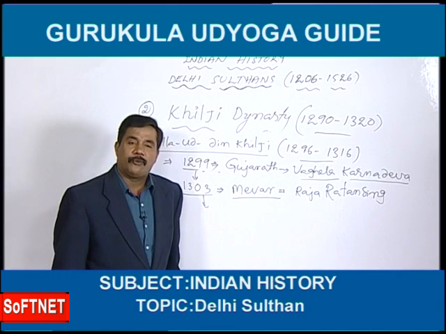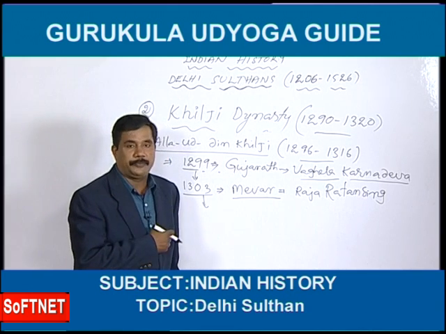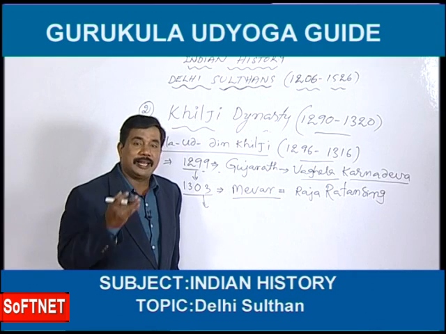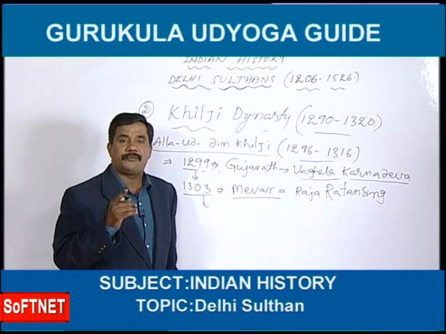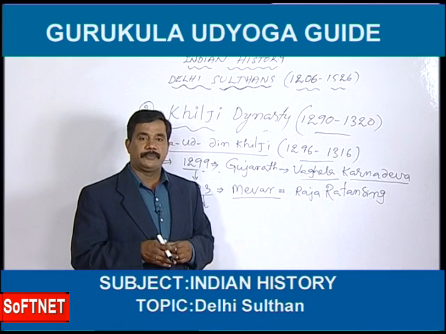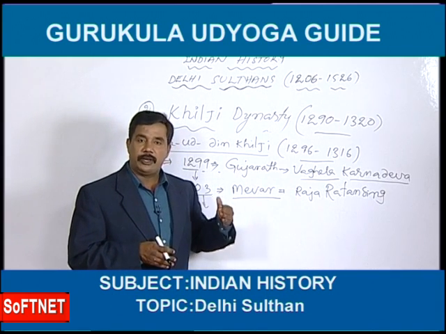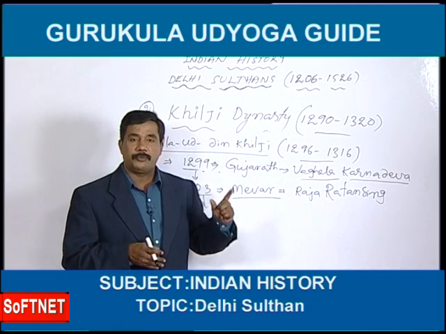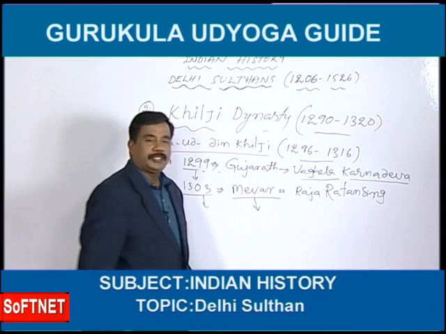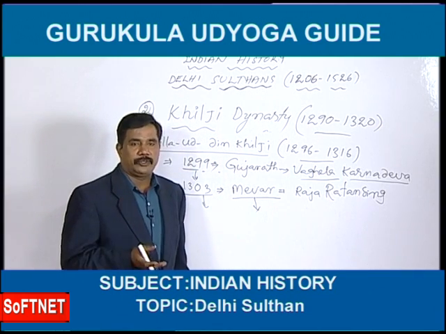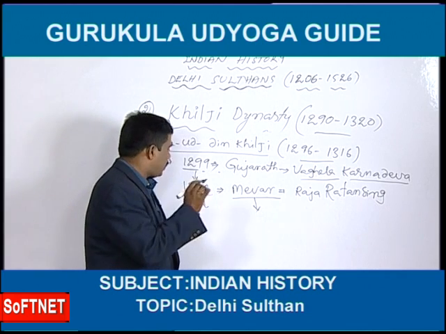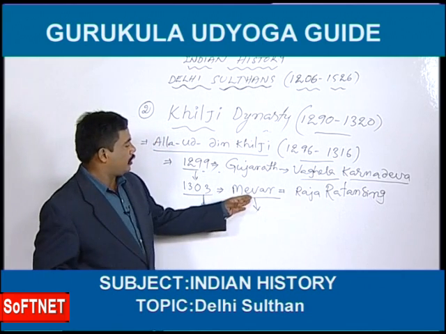But what was the reason behind this invasion? According to historians, Alauddin Khilji attacked Mewar because of Rani Padmavati, the wife of Raja Ratan Singh. She was a very beautiful lady in those days, and because of her beauty, he attacked Mewar. Unfortunately, Rani Padmini died by Johar along with her servants. Anyhow, in 1303, he occupied Mewar.